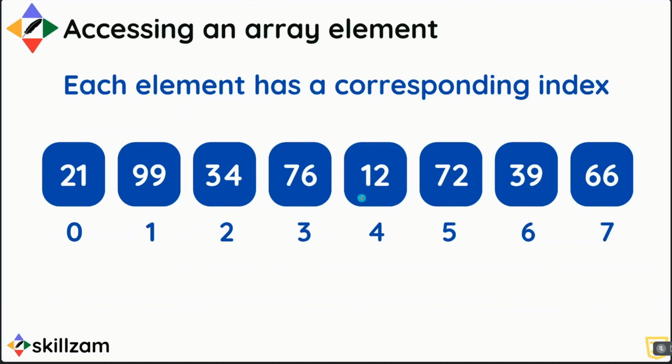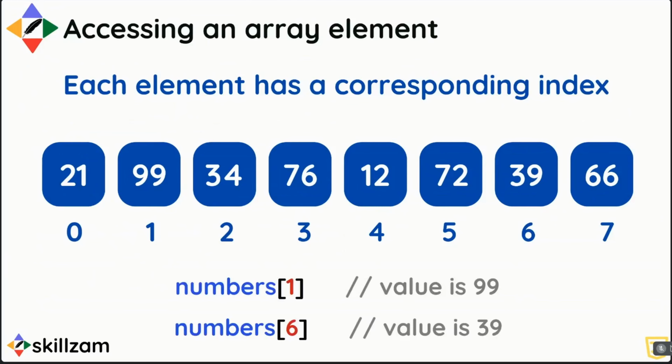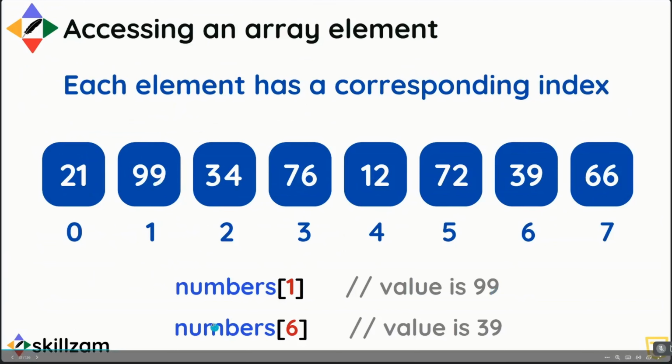Now, how do I access an element of an array? An element of an array can be accessed using square brackets. You give the array name, and within the square brackets you give the index. In this case, numbers[1] means at index position 1 of the array numbers, return me that value, which will return 99. And numbers at index position 6, which is this one, is 39, so this will return the value 39.